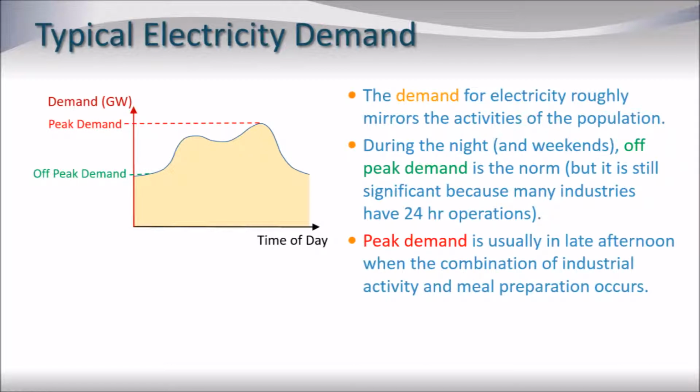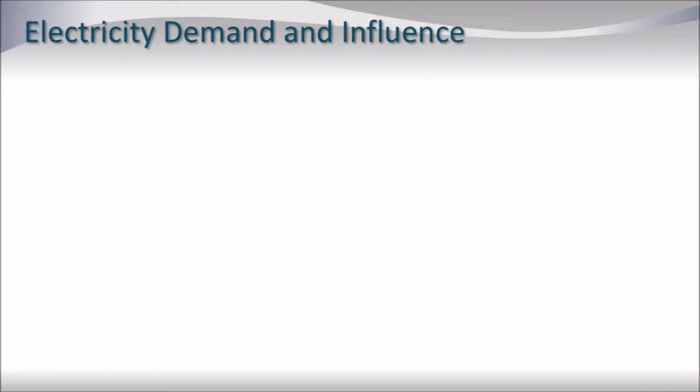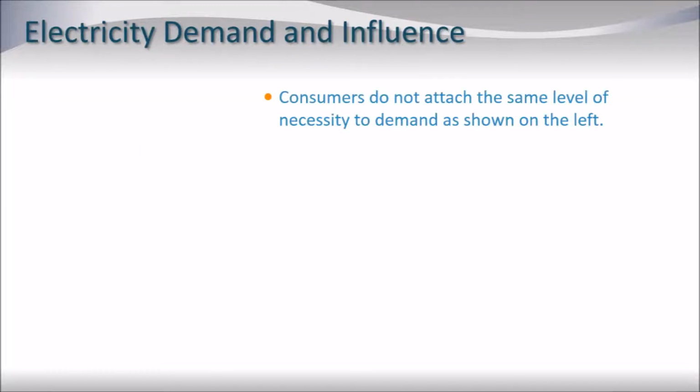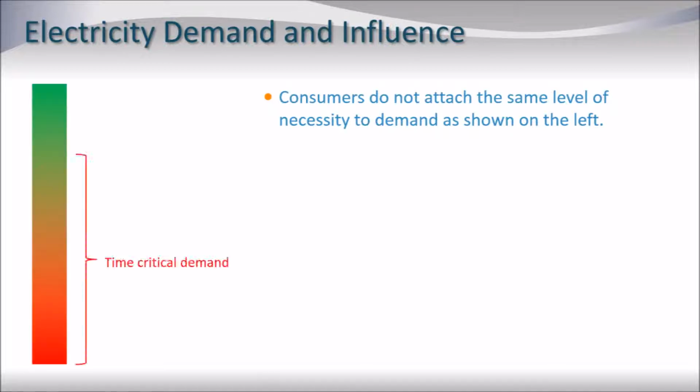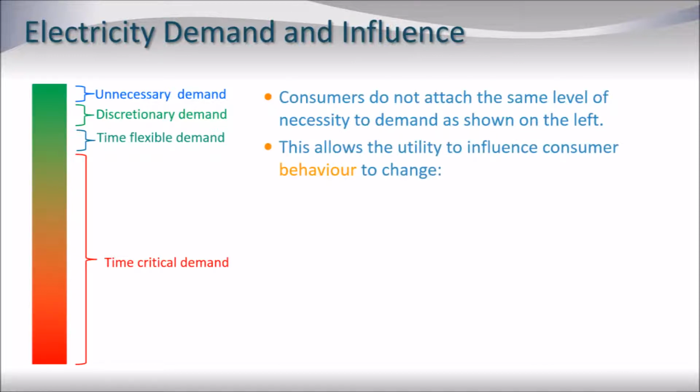Peak demand is usually in the late afternoon evening, when the combination of industrial activity and meal preparation for consumers occurs. It's important to realize that consumers don't attach the same level of necessity to all demand, as shown on the left. Some of the demand is time critical, some is time flexible, some is discretionary completely, and some is actually unnecessary. This allows the utility to influence consumer behavior, to change what power they use and when they use it.